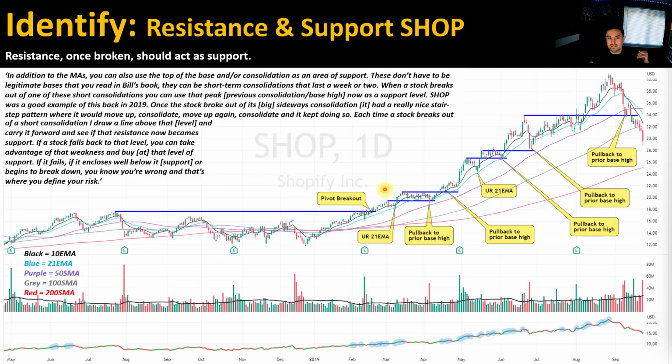What he's saying is supportive action can be around the key moving averages, as we were just looking at with Skyworks, but it can also be when a stock breaks out and then pulls back to a previous resistance area. So case in point, this one here is pretty good. See how Shopify here is powering up, and then it has a breakout around $26.5, $27, okay?